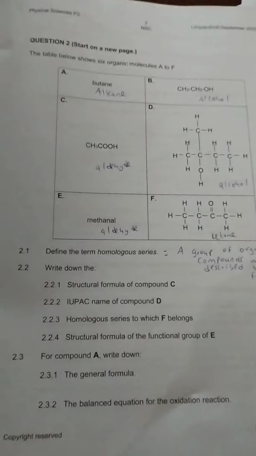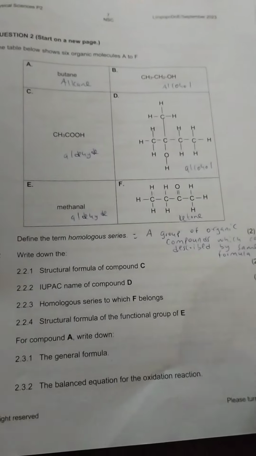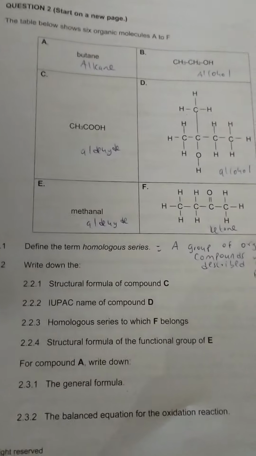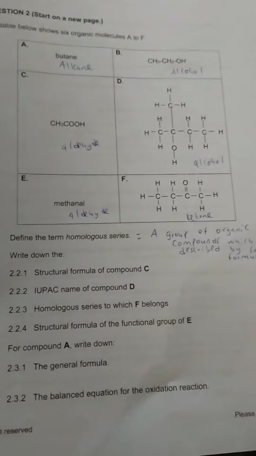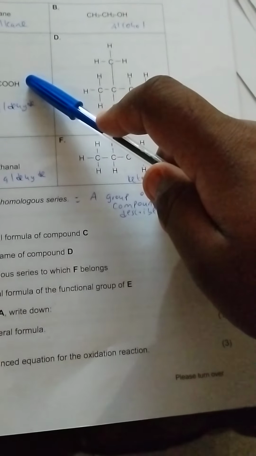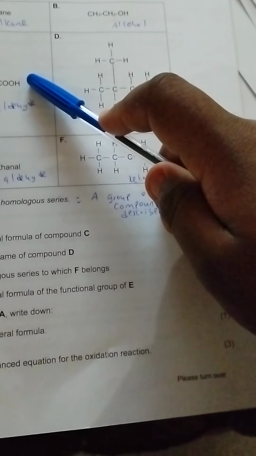Now, let's quickly go to number two, because I feel like I'm out of space here. So I'll see where I can put the other solutions. Now they're asking, write down the structural formula for compound C. Now you go and look for C. Where are you, C? That is C. So they just want the structural formula of that. Let's look at C again.